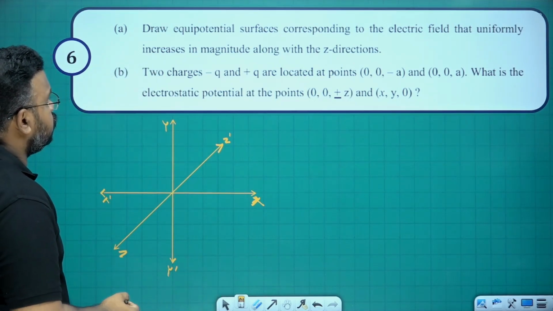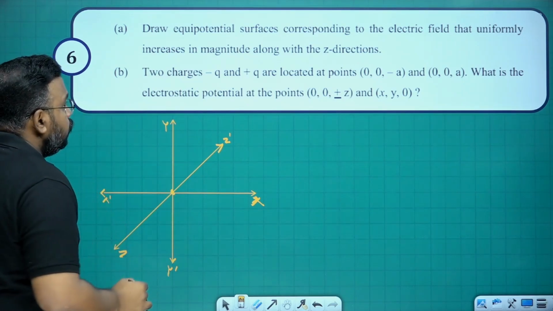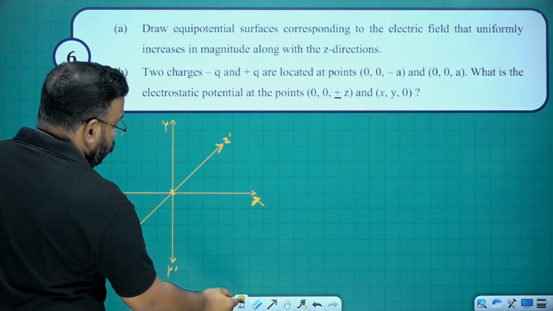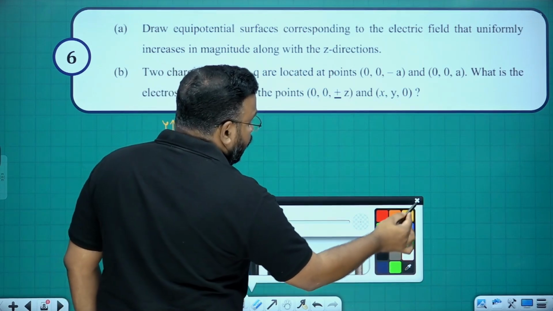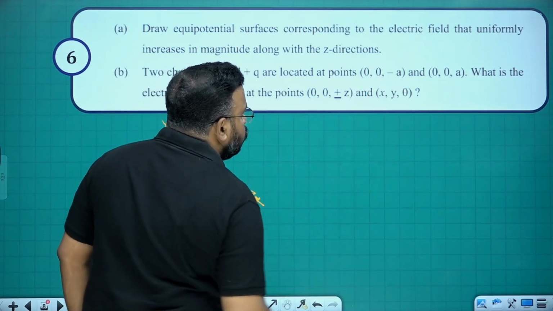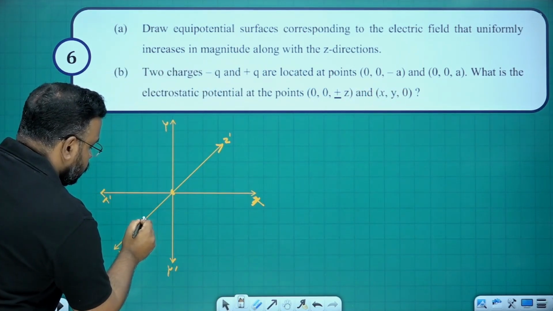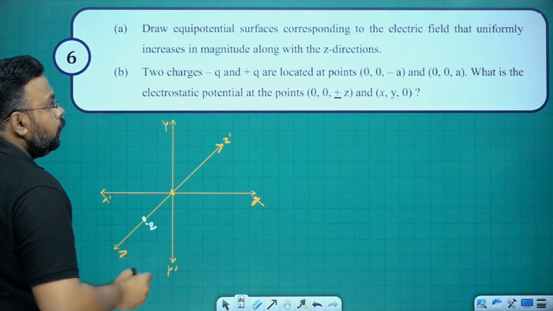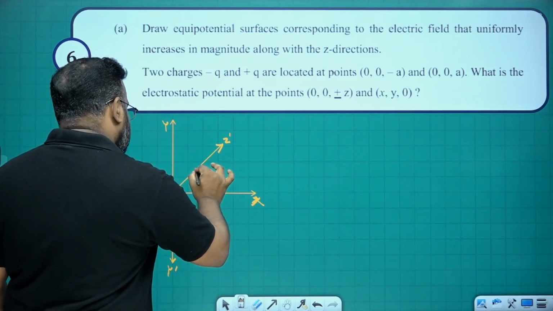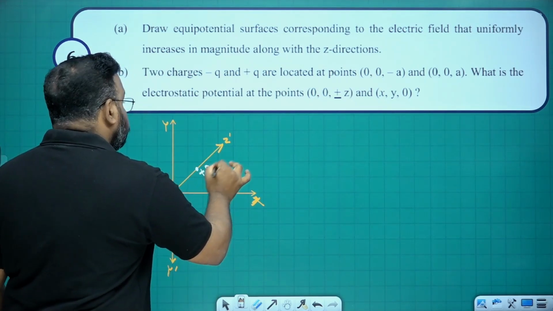Okay, where are the two charges located? You can see minus q is at 0, 0, minus a. So 0, 0, minus a means x coordinate is 0, y coordinate is 0, z coordinate is minus a. There is a charge of minus q. And the other charge is at plus a, that is plus q.